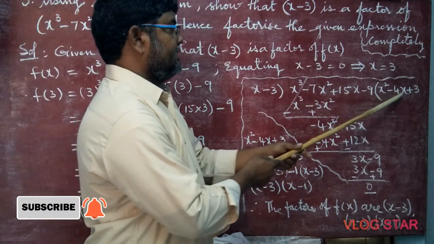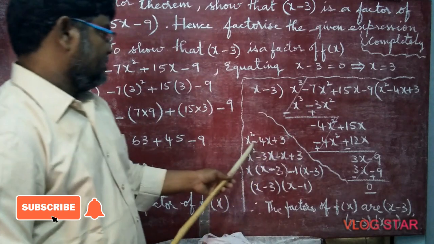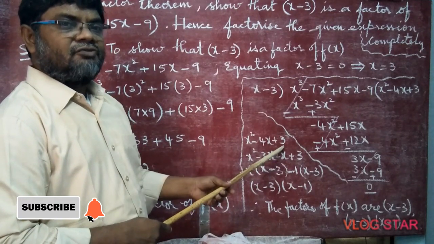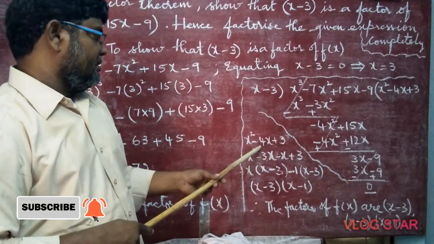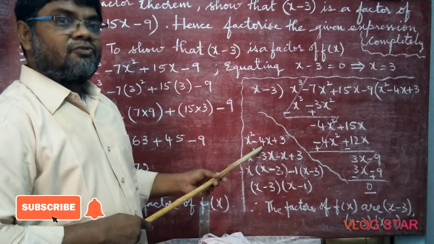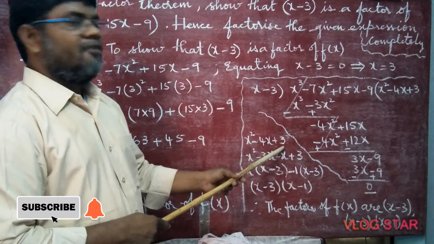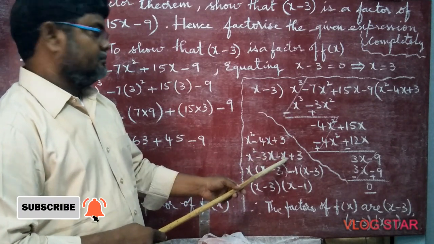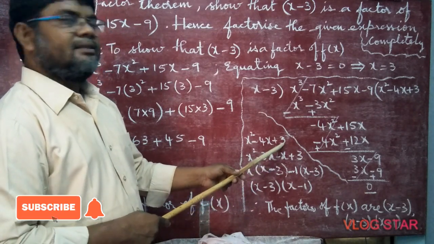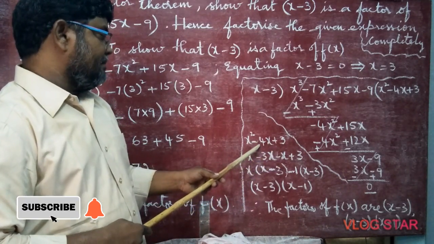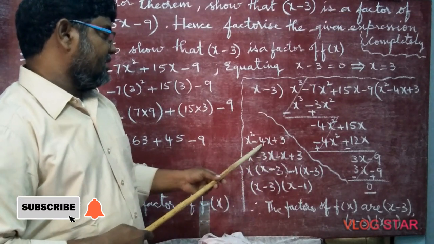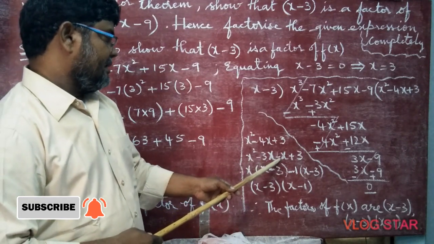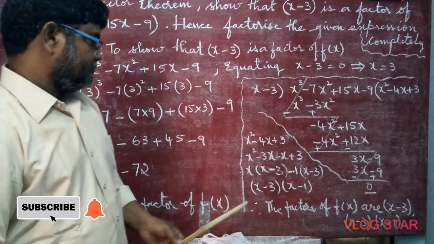Now we got the quotient as a quadratic expression. For this we are going to factorize. We know how to factorize. We have to find factors for 3 such that on simplification minus 4 should come. In such a way, we have to take factors. We took minus 3 into minus 1: minus into minus is plus, 3 1s are 3. When we simplify, minus 3 minus 1 will be minus 4. So x square minus 3x minus x plus 3.